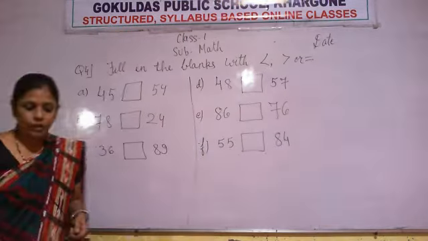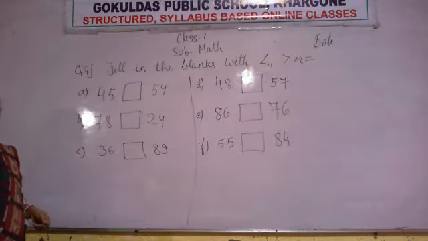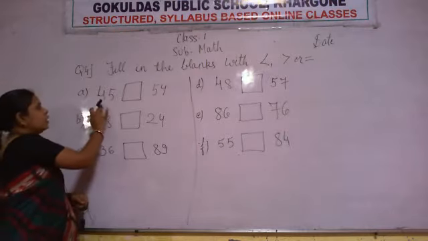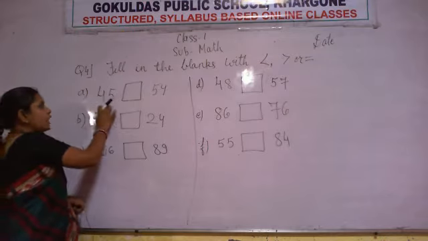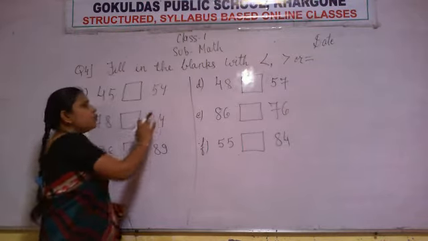Now let us solve it. Now look at the board. What is our first step? First step is to read the numbers given. So see what the number is here. 4 5 is 45, and here 5 4 is 54.